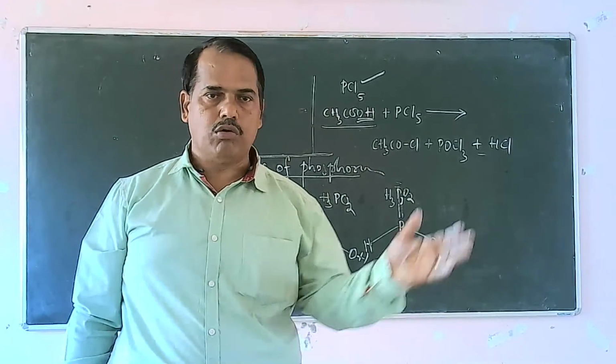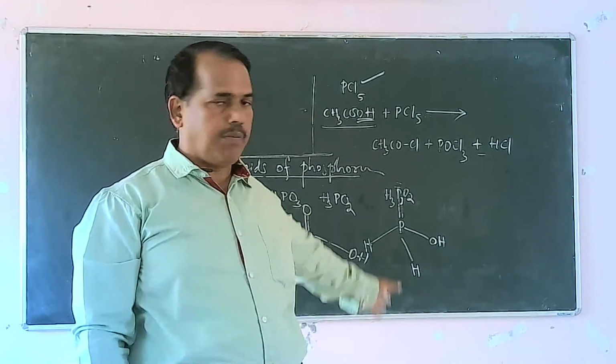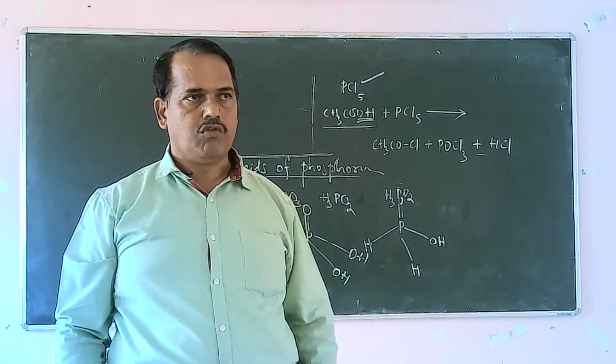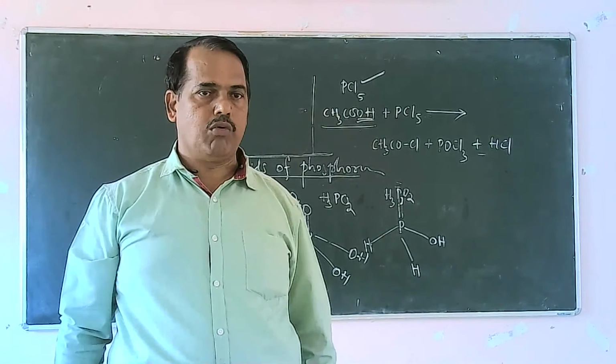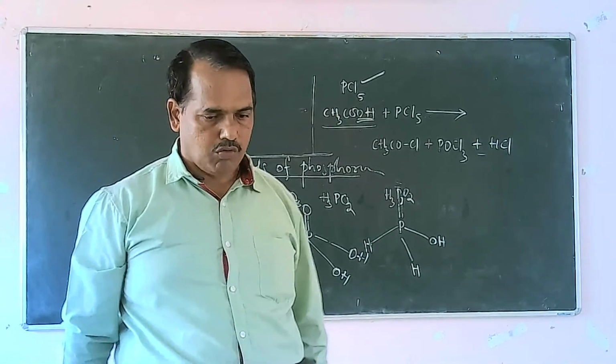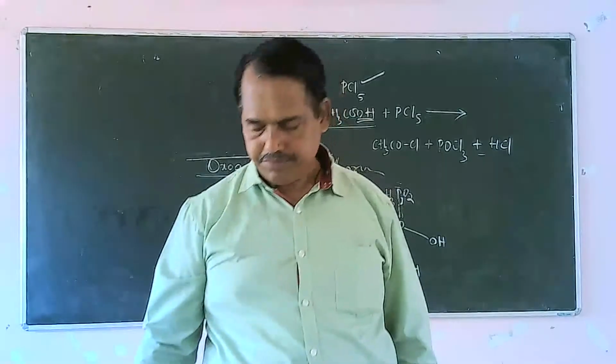The oxoacids are good reducing agents, like hypophosphorus acid, which we will continue discussing in the next class. In another half an hour we are going to complete the group 15 elements and I'll send you the notes. Okay, thank you.